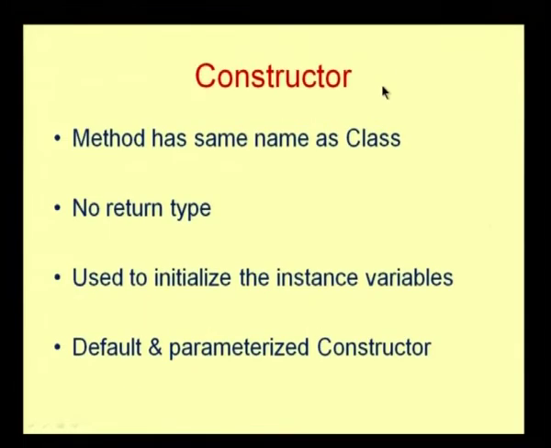Whenever you create a class and an object, the first method which needs to be written is the constructor. The constructor method has the same name as that of the class. Your constructor method doesn't have any return type. It's used to initialize the instance variables. You can have default and parameterized constructors.